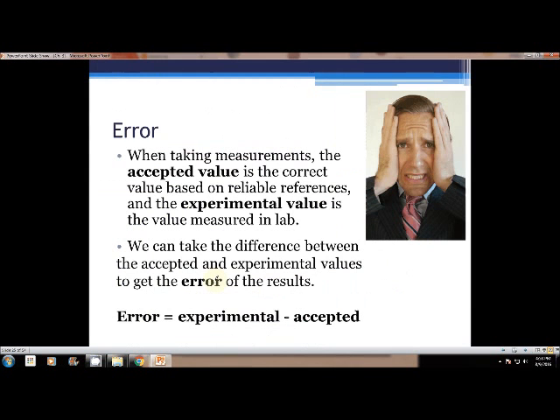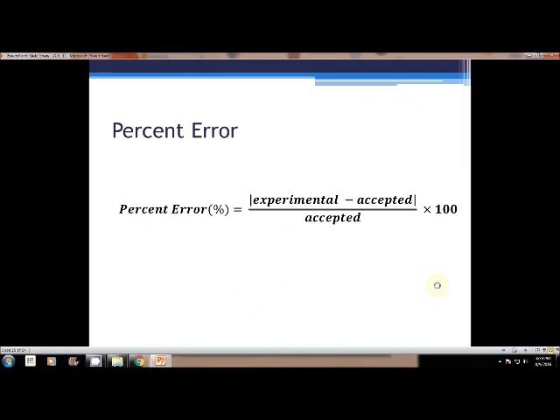A little bit more on error. We make mistakes. Everybody makes errors. When we are in lab and we take measurements, the accepted value is the correct value based on a reliable reference. So I would give you the accepted value. The experimental value is what we measure in the lab. So we can take the difference between the two, and that gives us the numerical error of the results.